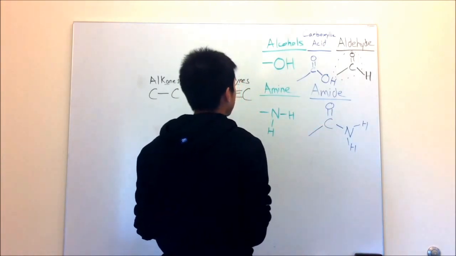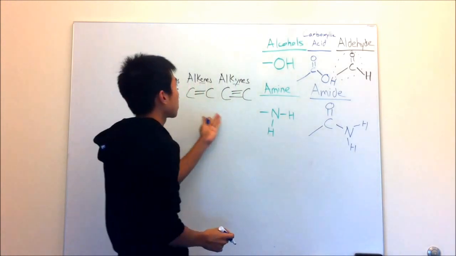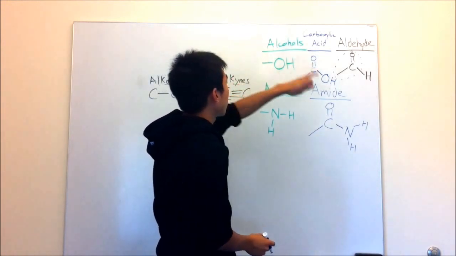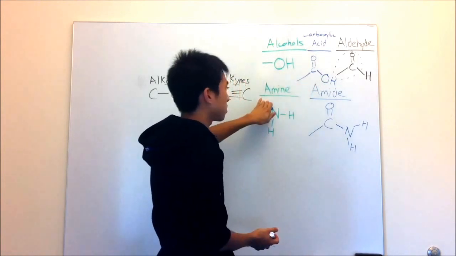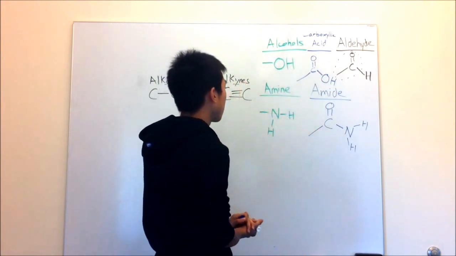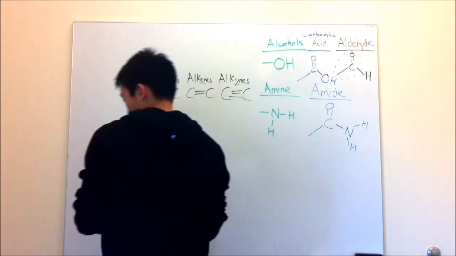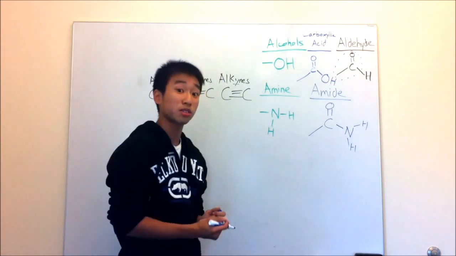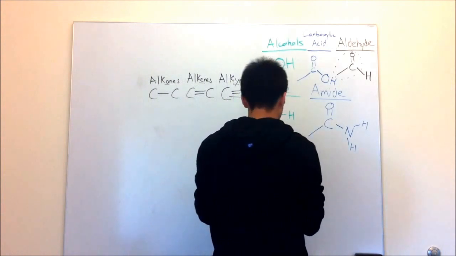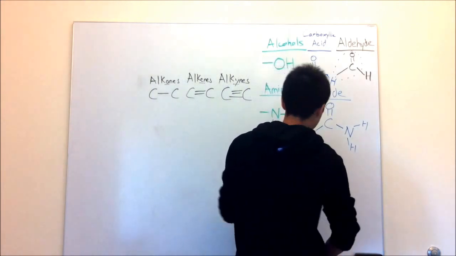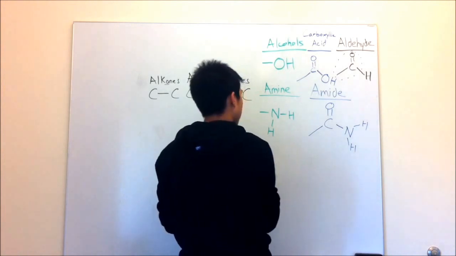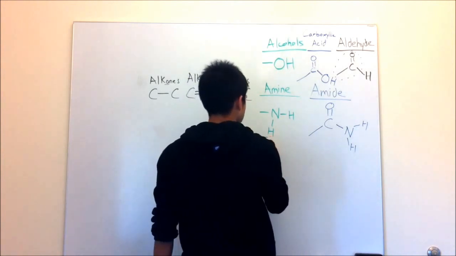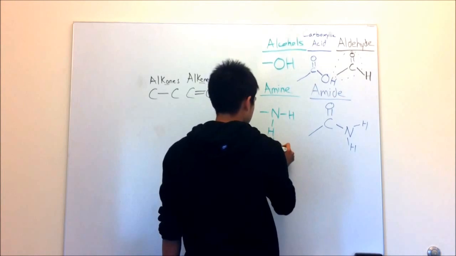Okay, so that's alkanes, alkenes, alkynes, alcohols, aldehydes, carboxylic acid, amine, amides. So amines, they're simpler than amides. Okay, next, ethers and esters. Now, I got these confused when I first took orgo, and then I realized it's not that bad. There are just little tricks you can use to differentiate the two.